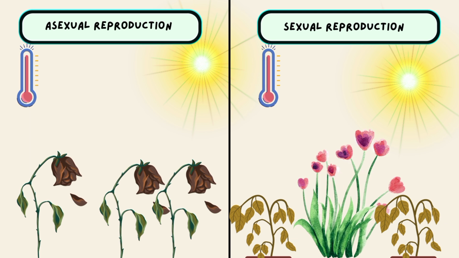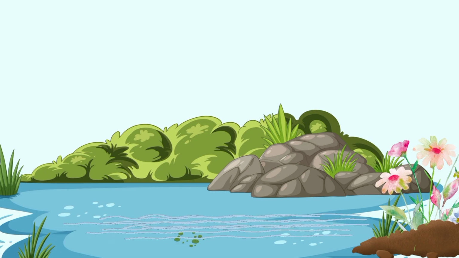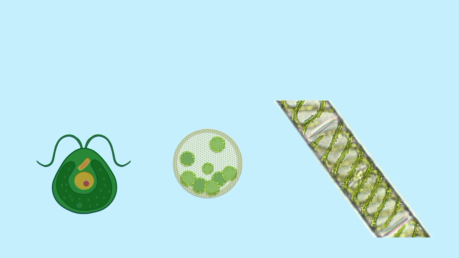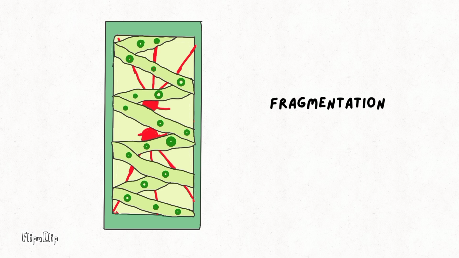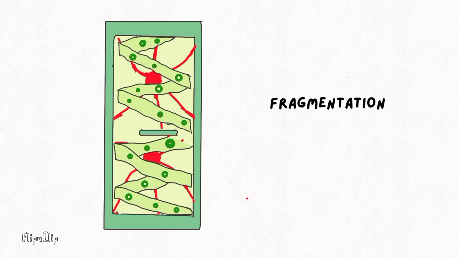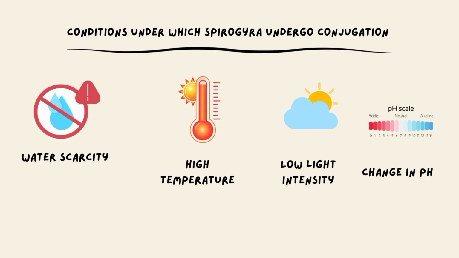Now that we understand the basic differences between asexual and sexual reproduction, let us look more closely at how sexual reproduction takes place in plants. We'll begin with simple lower plants. Spirogyra is a filamentous green alga. Under normal circumstances, the filaments reproduce asexually by fragmentation. But when conditions become less favorable, they switch to sexual reproduction called conjugation.